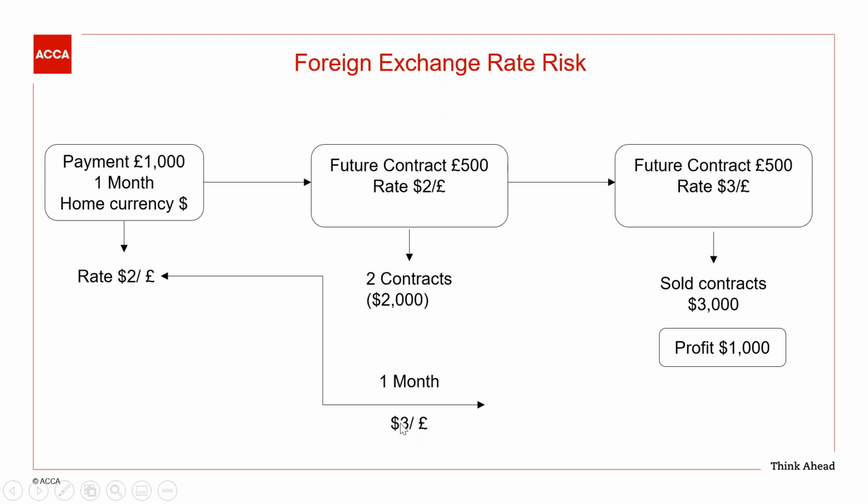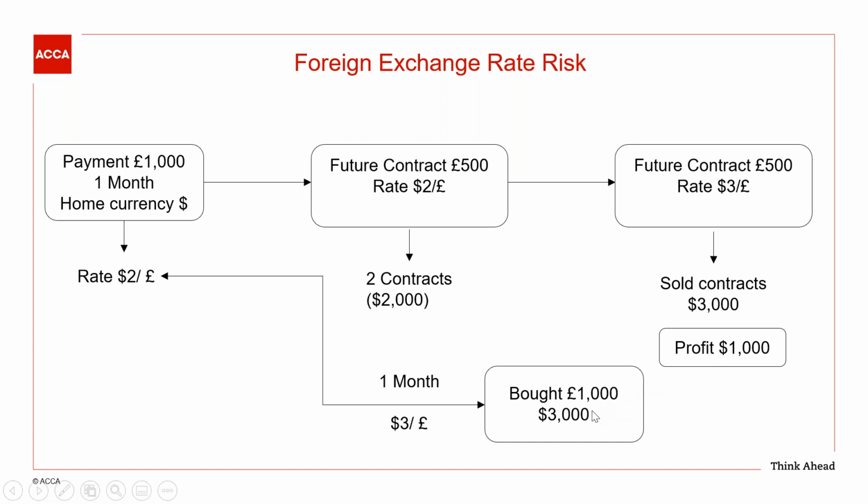$3, right? So 1,000 pounds will cost us $3,000. But we will pay 1,000 out of the $3,000 from this amount because we have earned 1,000 US dollars. So what should be the net cost to us? What will be the net cost?